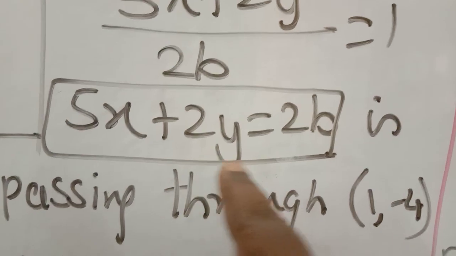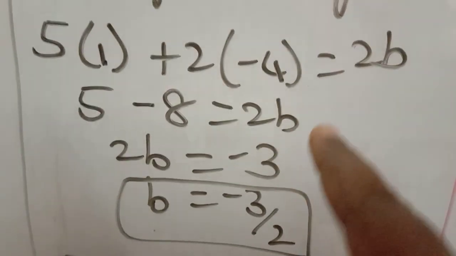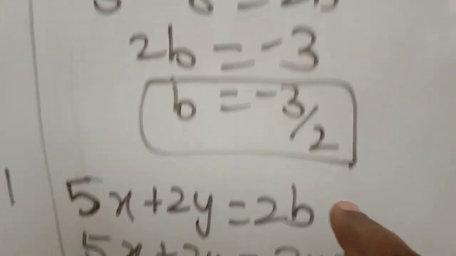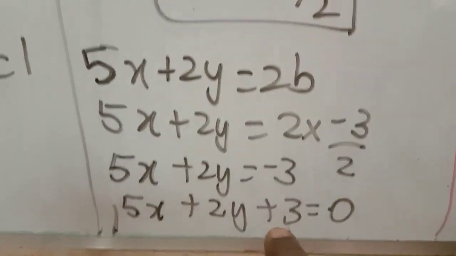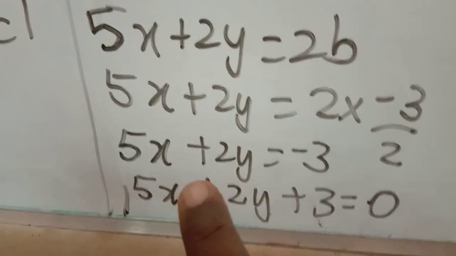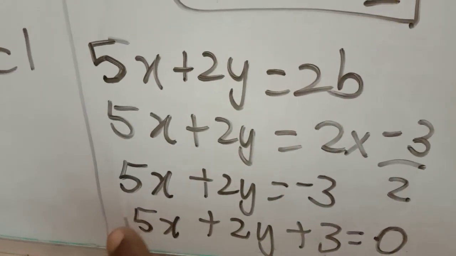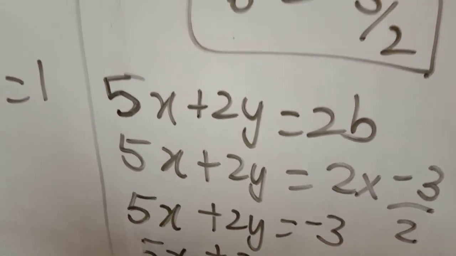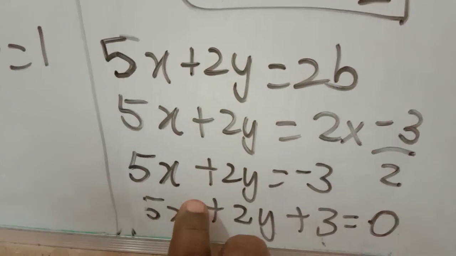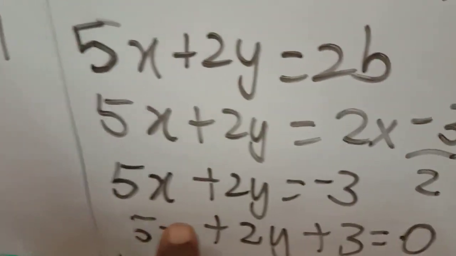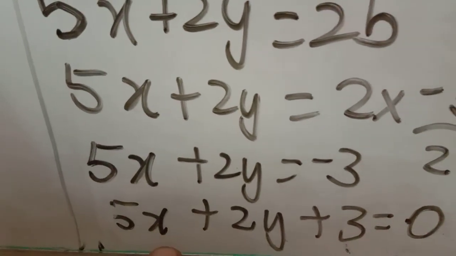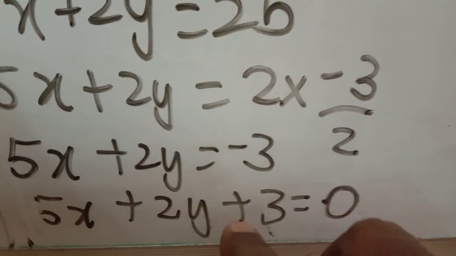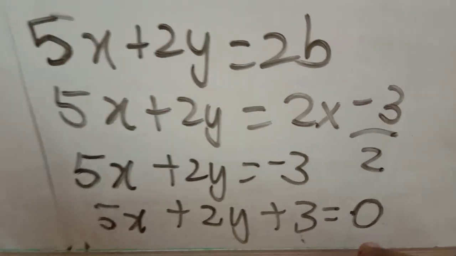Okay, now again go to this equation, 5x plus 2y equal to 2b. In that you substitute the value of b, -3/2. So 2 will be cancelled, you get -3. Before you come to the conclusion for the equation, again the same procedure, the coefficient of x should be positive. So 5x plus 2y equal to -3, x is positive, so write as such, 5x plus 2y, -3 comes to the left hand side as +3 is equal to 0.